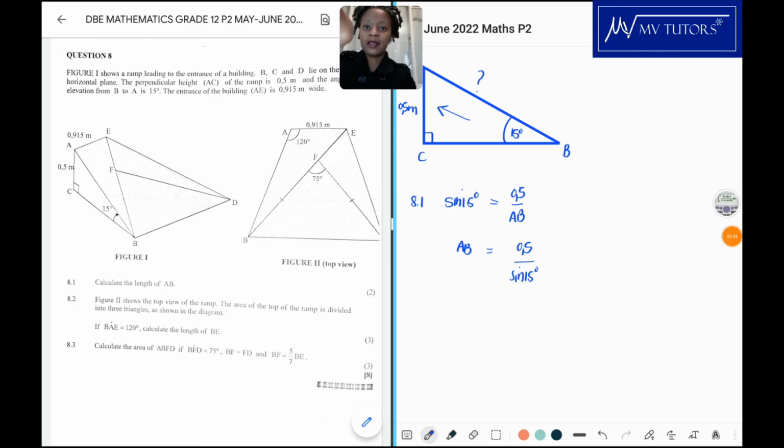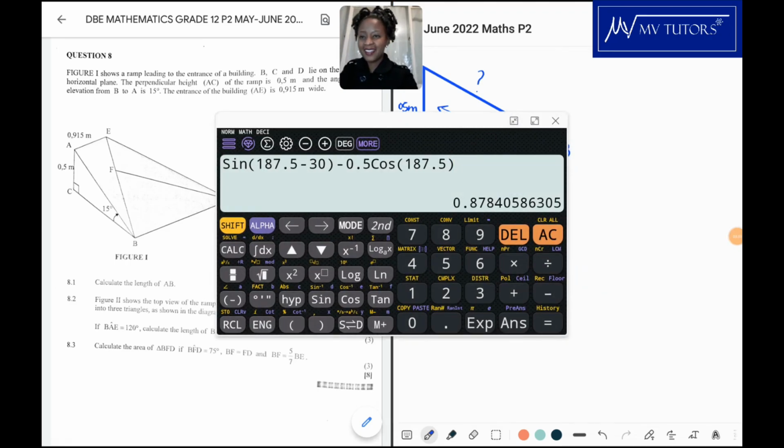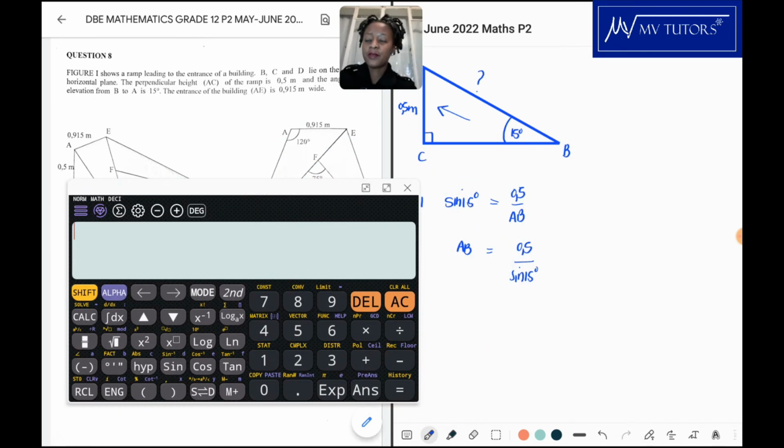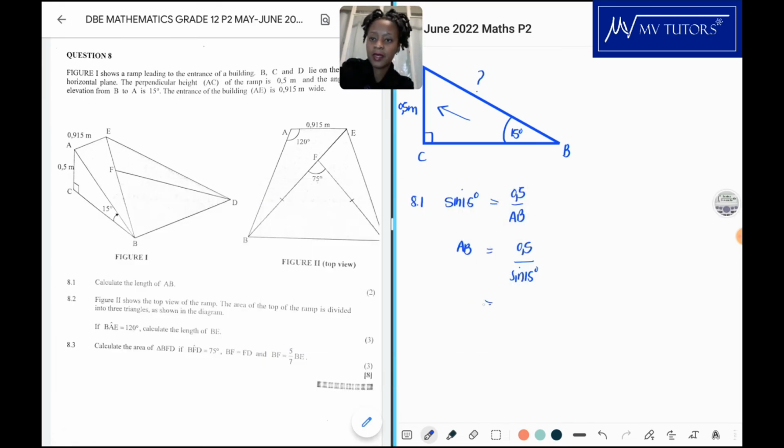So I managed to get the calculator, and let's calculate away. We have 0,5 divided by sine 15, and that's basically 1,93. If you round off to 2 decimal places, AB is 1,93 meters. They gave us everything in meters, so let's stick to that.